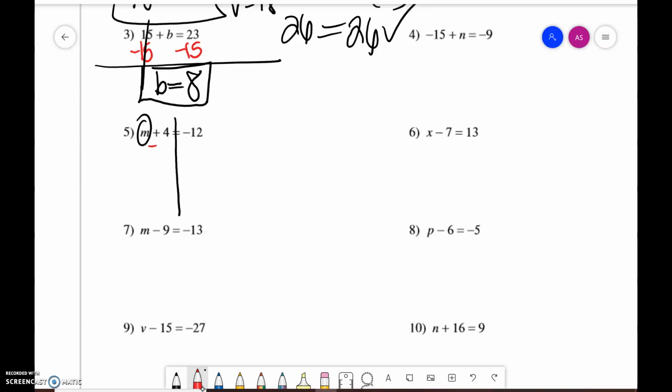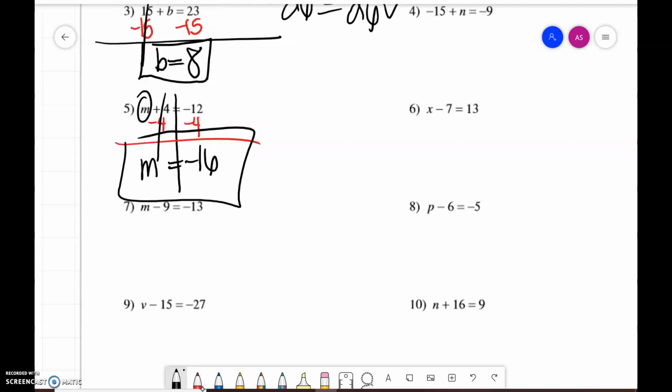So I'm going to subtract 4 from both sides. So this is my left side. I'm going to go to my right side and subtract that same 4. All right. So that cancels out because I have 4 minus 4. That gives me 0. And now I have negative 12 minus 4. That's going to give me negative 16.